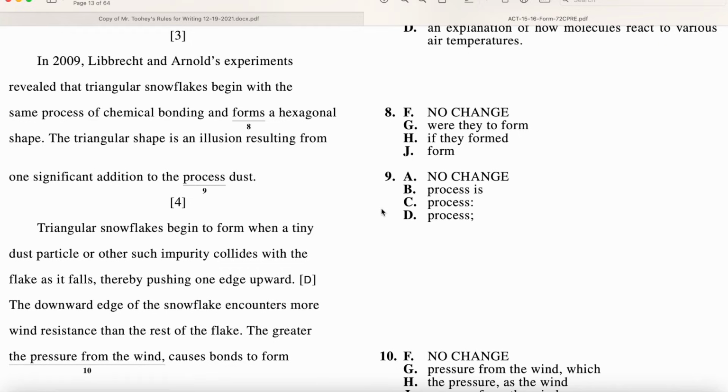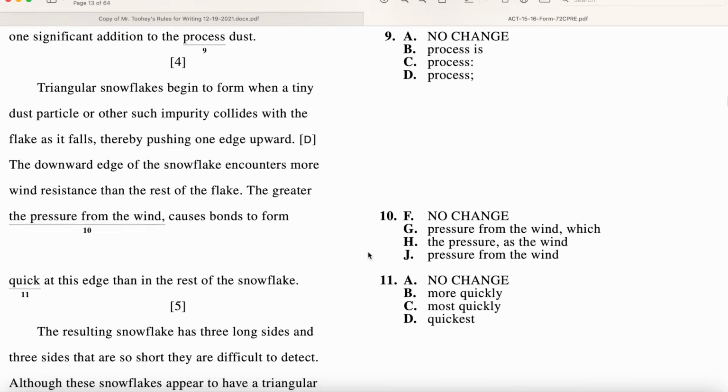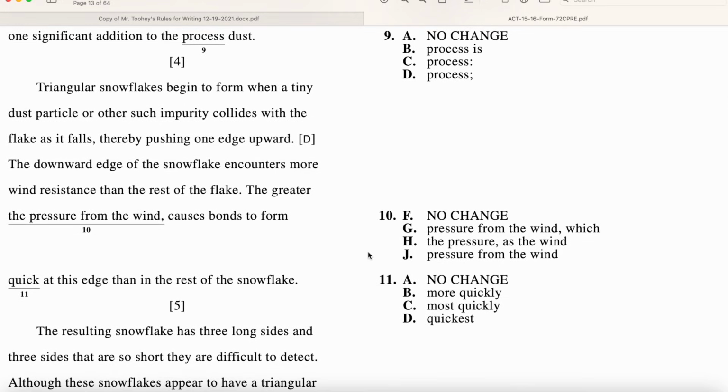Let's keep rolling from triangular snowflakes. Triangular snowflakes begin to form when a tiny dust particle or other such impurity collides with the flake as it falls, thereby pushing one edge upward. The downward edge of the snowflake encounters more wind resistance than the rest of the flake. The greater the pressure from the wind causes bonds to form quick at this edge than in the rest of the snowflake. How does answer choice F sound there in that sentence? It doesn't go together. It does not sound good. Let's try G.